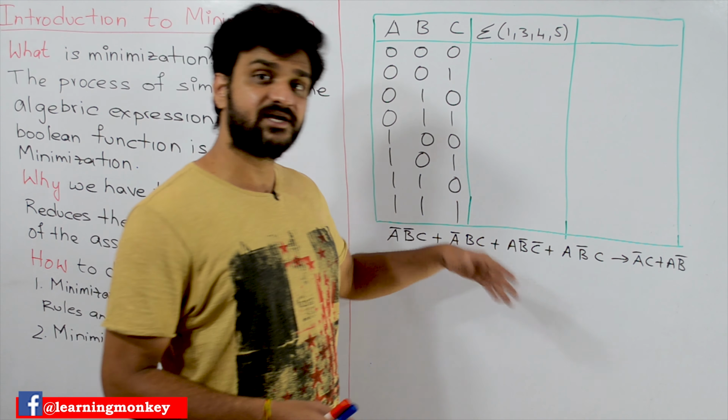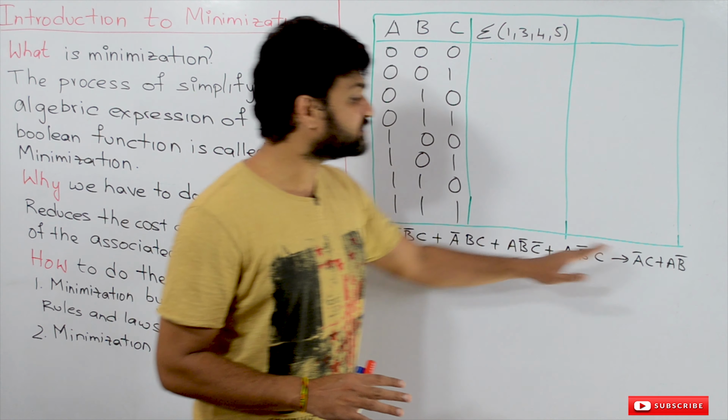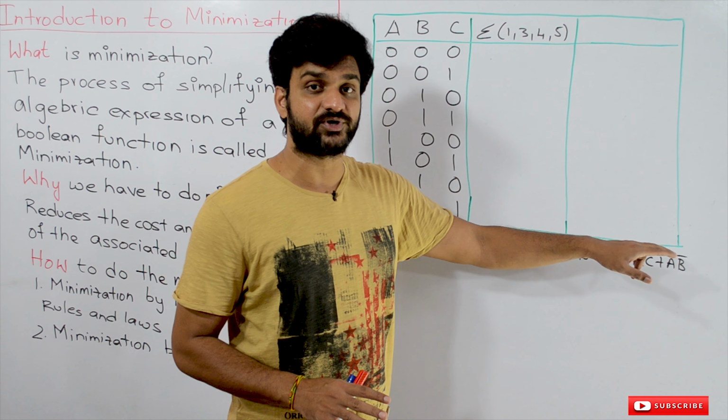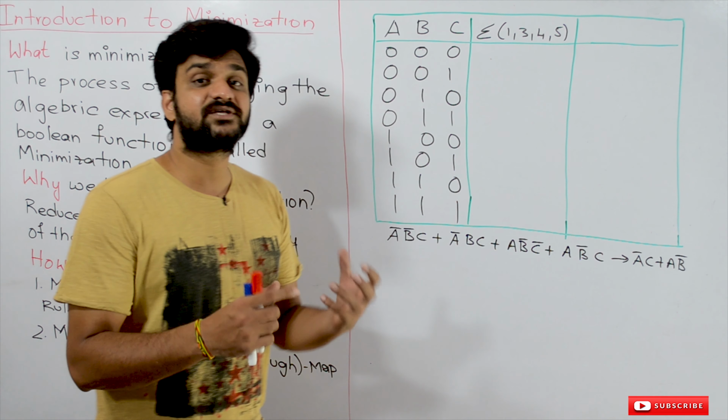For example, if this boolean function has been minimized to this function, see here, it means that both these boolean functions are going to produce the same output. Even after minimization, both of them are going to produce the same output. So that is the use of minimization.